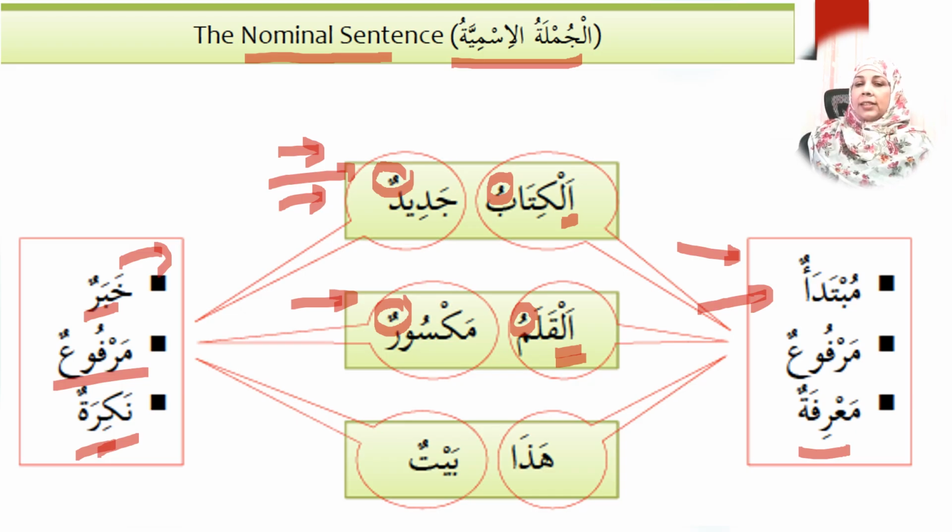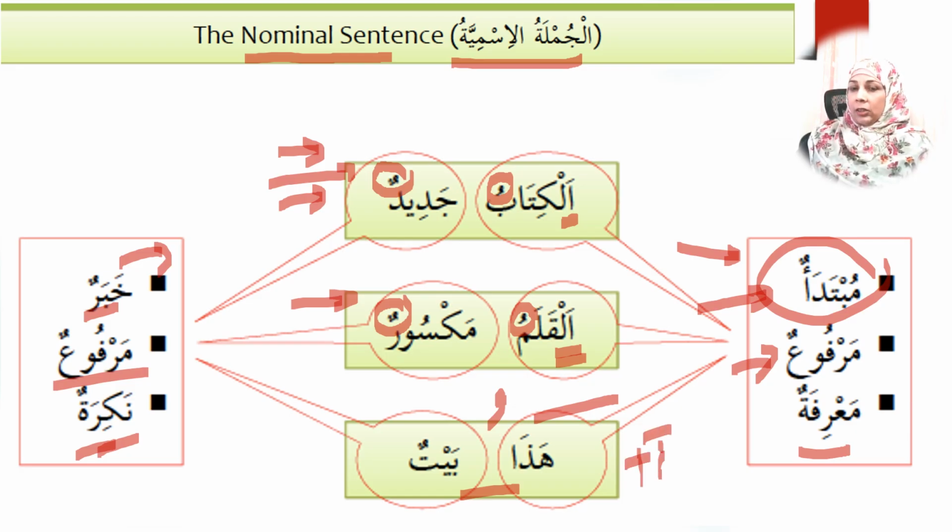Okay, and this last sentence is haza baitun. This is a house. So again, try this on your own. So what can you tell me about haza? Haza is the mubtada, and here's what you learned today, that haza is in the state of being marfu'un even though it does not show the dhamma ending. And why does it not show the dhamma ending? Because we said it is fixed in shape, right? But it is still in the position of being marfu'un, okay, even though it is fixed in shape.